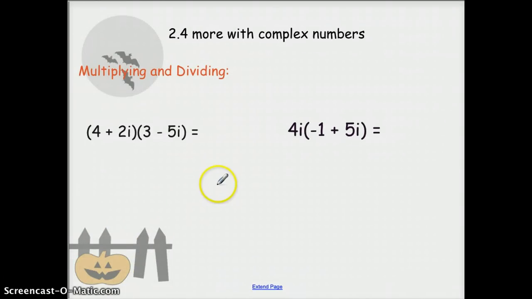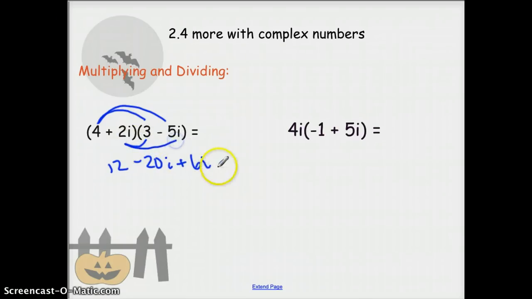Then we get into multiplying and dividing. So this, you just multiply just like you would like foiling and distributing. There's nothing else crazy about it. So let's FOIL. First, we would get a 12. Outside, we would get a negative 20i. Inside, we'd get a 6i. And last, we would get a negative 10i squared.